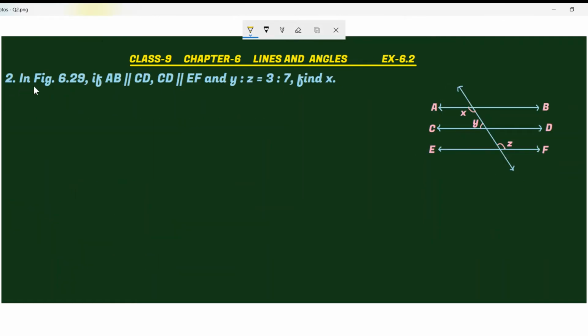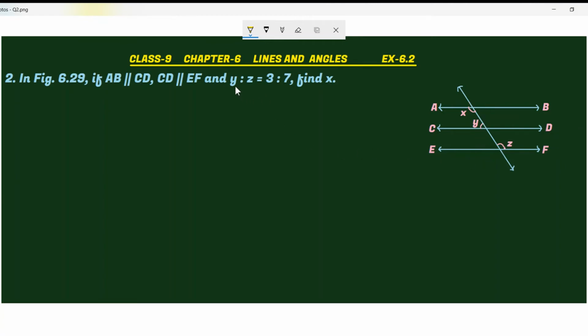Question number 2. In figure 6.29, if AB is parallel to CD and CD is parallel to EF and y is to z is equal to 3 is to 7, find x. This is the figure. They have given AB is parallel to CD and CD is parallel to EF. So I can tell these three lines are parallel to each other. If AB is parallel to CD, then AB is parallel to EF also.